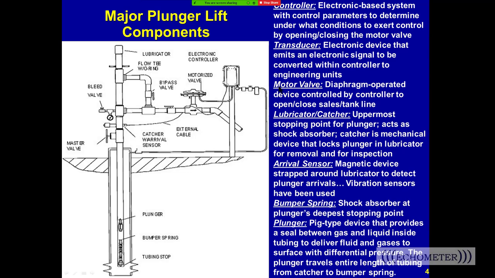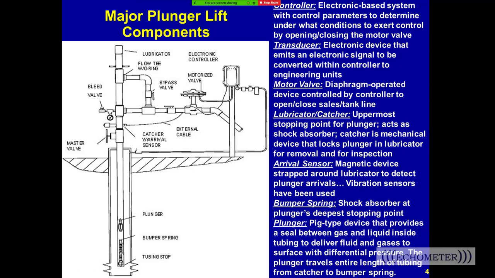The controller is the computer that operates the system, and it may be simple, it may be complex. The motor valve is opened or closed by the controller, and the controller is using some settings to decide when the well is turned off or shut in, and the plunger falls to the bottom, or when the motor valve is open, the well's on, and the gas and the plunger and liquid are brought to the surface or held at the surface in afterflow.